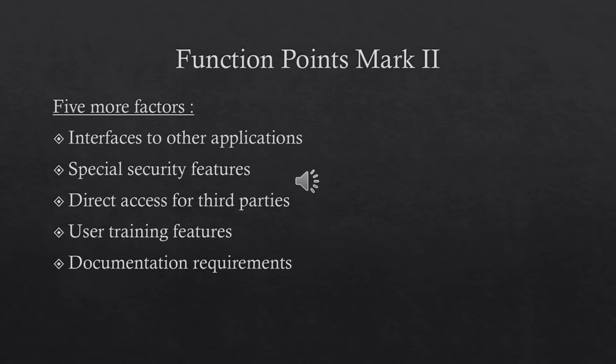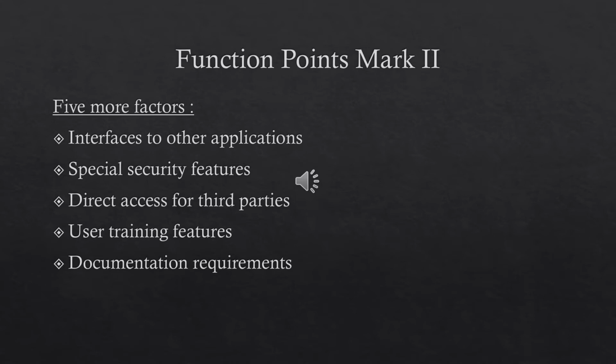The Albrecht function point method identified 14 technical complexity adjustment factors. Here, Mark 2 function points identify 5 more factors: interface to other applications, special security features, direct access for third parties, user training features, and the fifth one, documentation requirements.